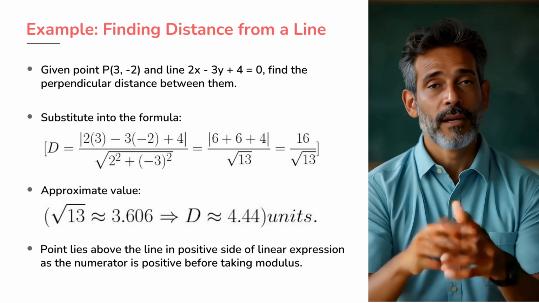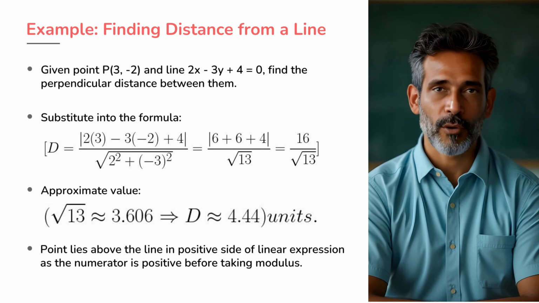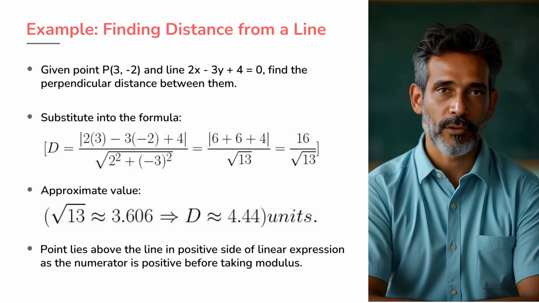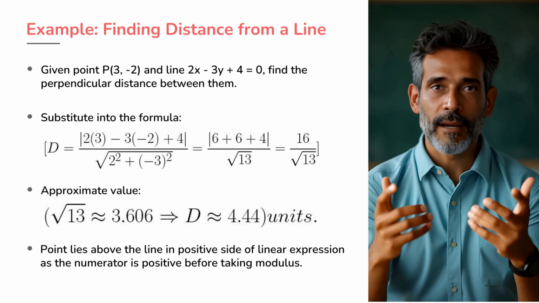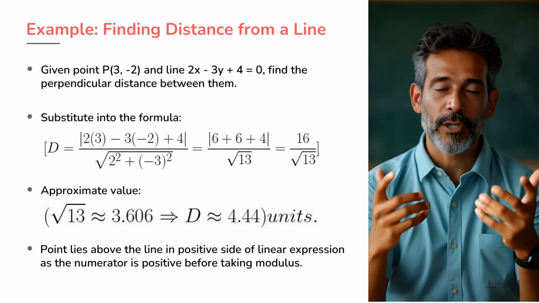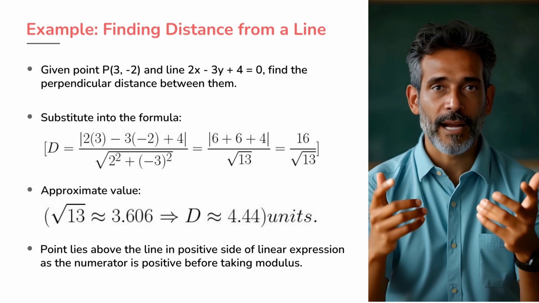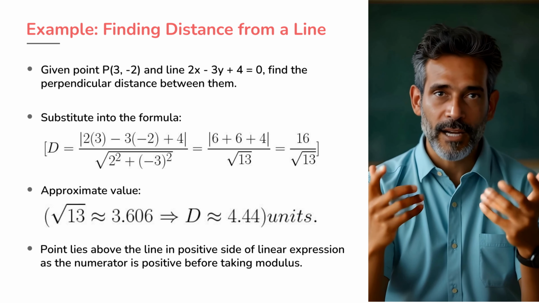Now for the approximate value. Square root 13 is about 3.606. So d is approximately 4.44 units. Finally, notice that the numerator was positive before taking modulus. This means the point lies above the line on the positive side of the linear expression.